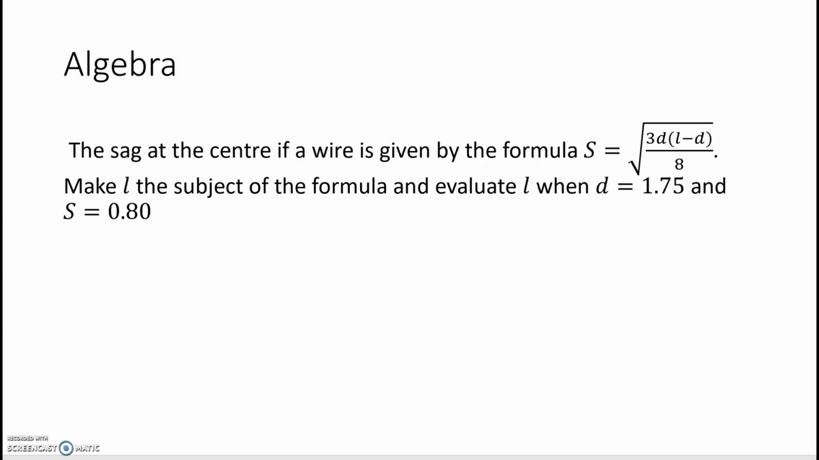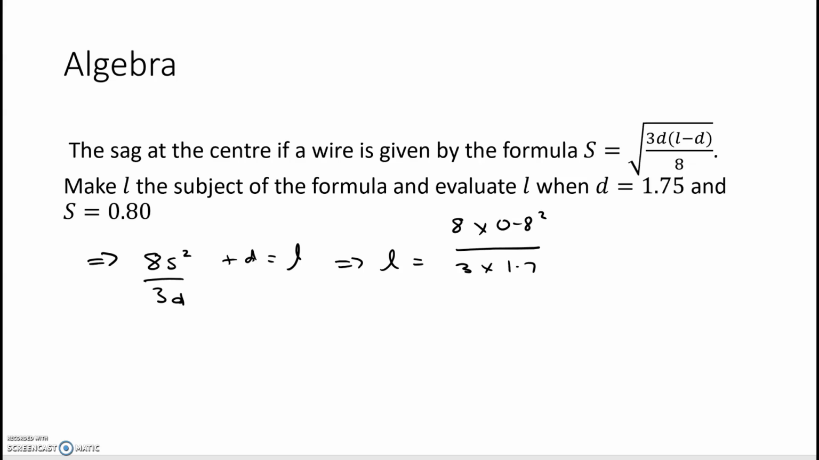Okay, this is an engineering type question. What we have to do is rearrange it and then find L. So a relatively simple rearrangement gives us that 8s squared over 3d plus d equals L. So substituting the numbers that you're given in the question, L equals 8 times 0.8 squared over 3 times 1.75 plus 1.75, 2.725, and that should be in metres.